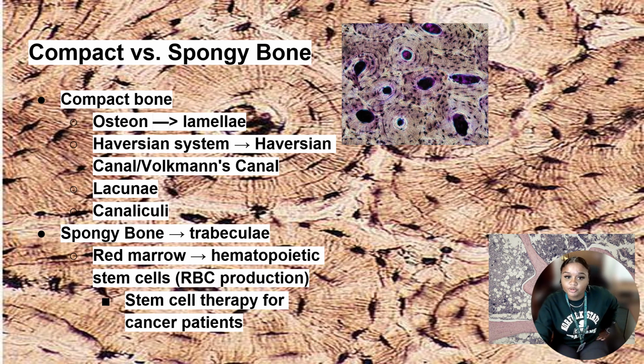Then for spongy bone, you have trabeculae. And in spongy bone, which is the top, remember with the epiphysis and metaphysis, that has your red marrow, and it has your hematopoietic stem cells. Hematopoietic stem cells are used for red blood cell production. Fun fact, if you've ever heard of cancer therapy with stem cell therapy that we get from your bone marrow, that's actually the red marrow in your spongy bone with the hematopoietic stem cells. That makes sense because it aids in blood cell production. So you've got your red blood cells, your white blood cells, your platelets. That's in those hematopoietic stem cells.